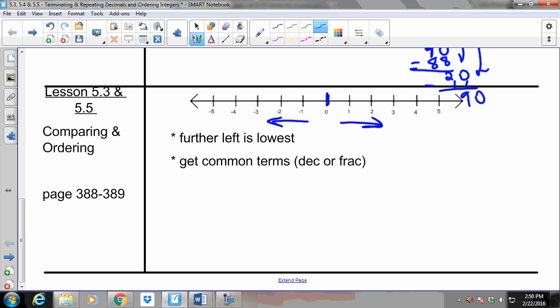The lower you get. So as you're moving away from 0, it's -1, -2, -3, -4, and those numbers are getting lower. So lesson 5.3 was all about that -5 is smaller than -2 because it's further left on the number line. I thought that was a pretty easy concept to get, so I'm not going to write any separate notes for that. So the further left on the number line, the lower the number.